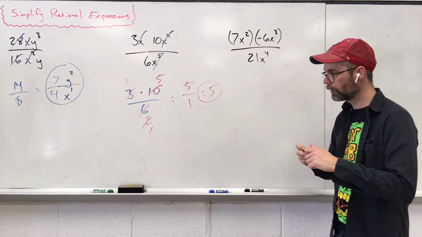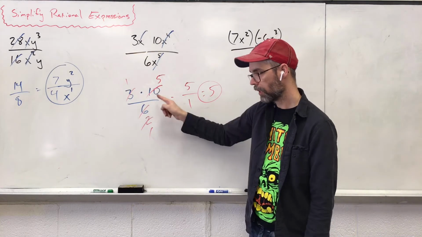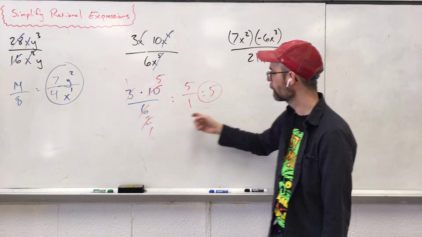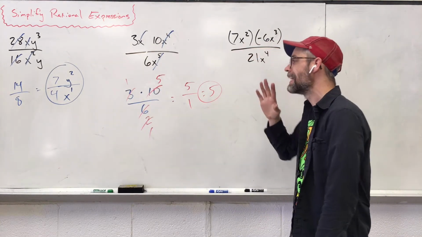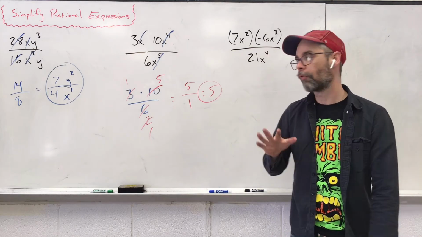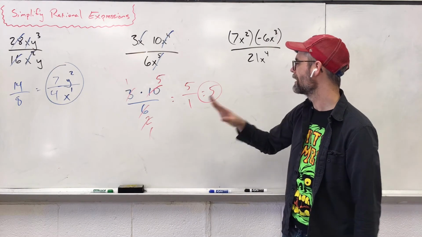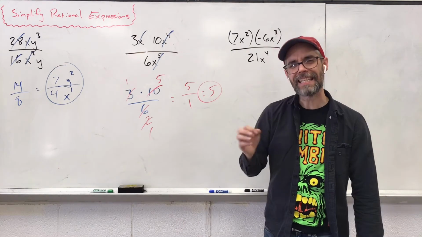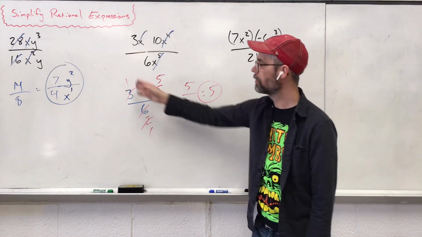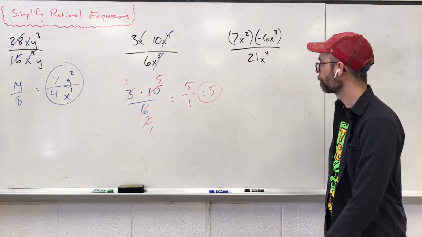Isn't there an easier way of doing that? Sure. What's 3 times 10? 30. 30 divided by 6? Still 5. So it's another way of looking at the same process. And the only reason why I did it this way was because sometimes we see numbers that aren't as easy to handle. And maybe we could just cancel things out as we go.